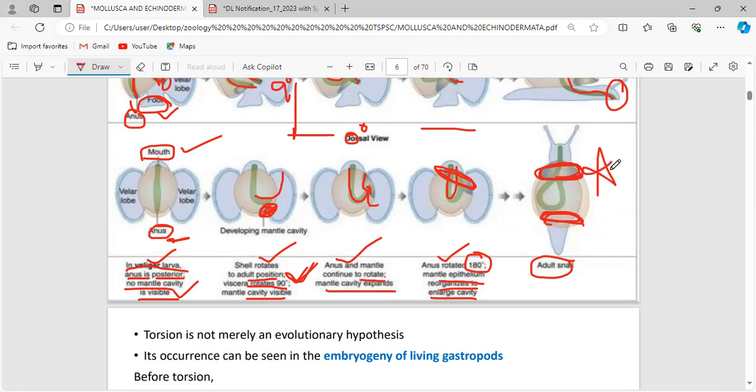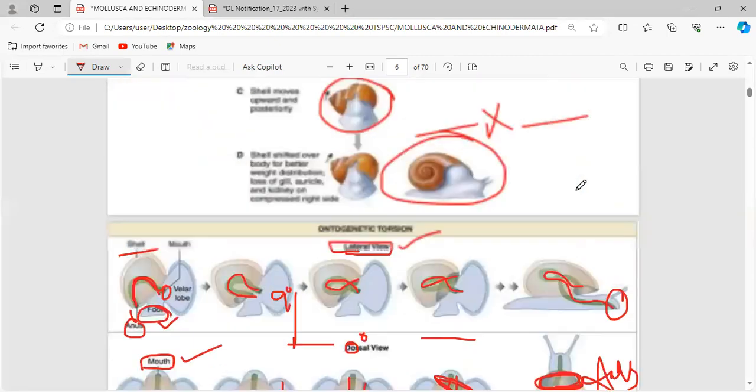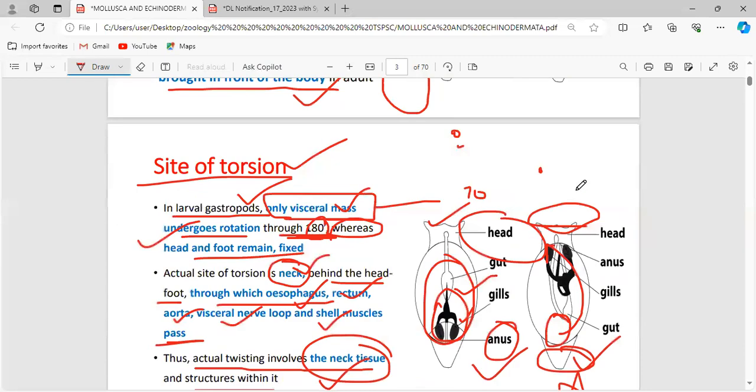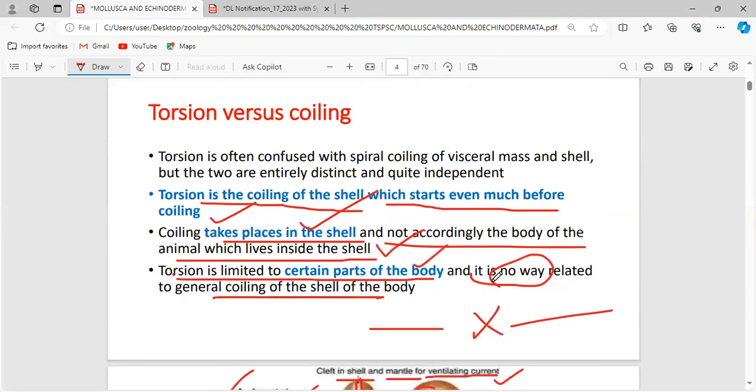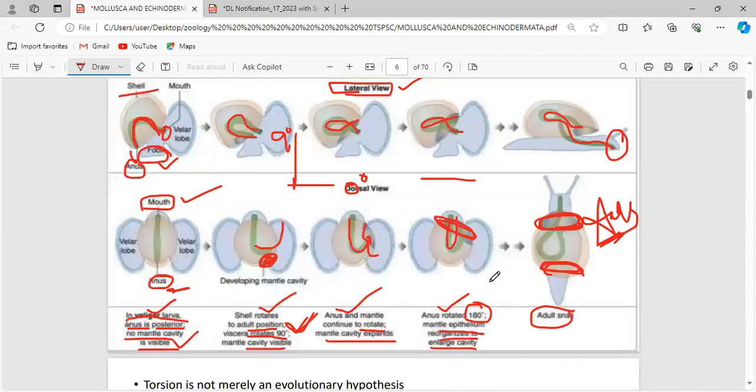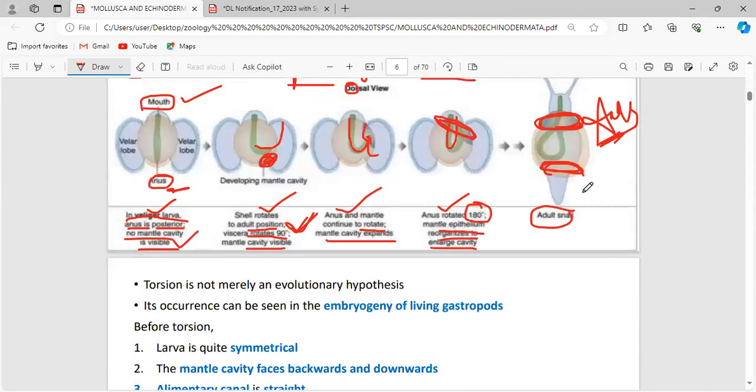See, including the anus. When it comes to the question, if they ask about the mouth, what I have mentioned here: head and the foot. Clear? Head and the foot region remains fixed. Even the anus will be moved towards the front position of the body. Clear? So you have to make a note of it. Only the region called head and foot will remain fixed. Even the anus will move in front of the body.